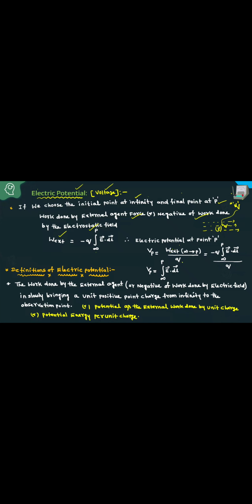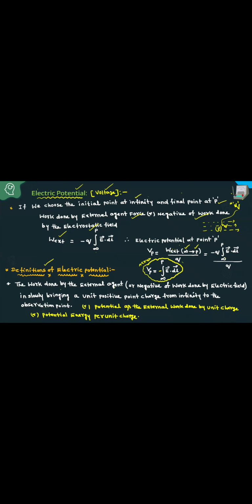The work done by external force per unit charge, for the movement of the charge from infinity to the point. What is the work done, friends? This is the work done: infinity to P, E bar dl, with a minus Q. Q cancels. Then this is the potential at point P.